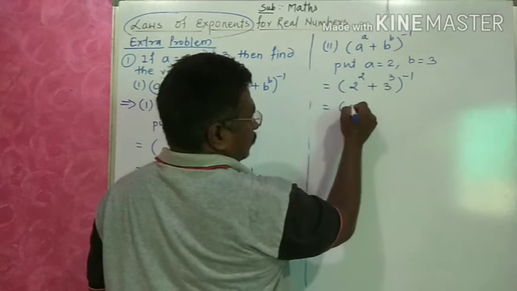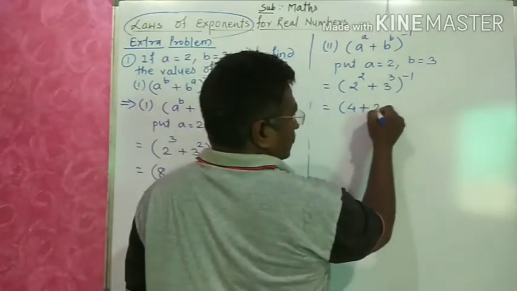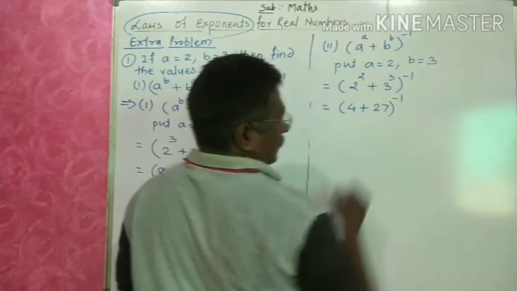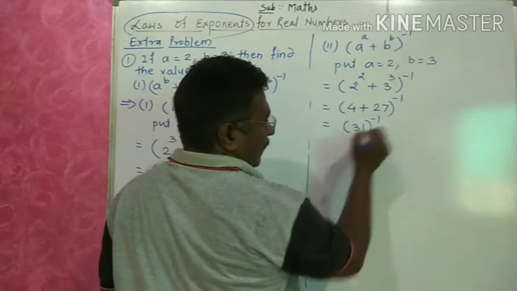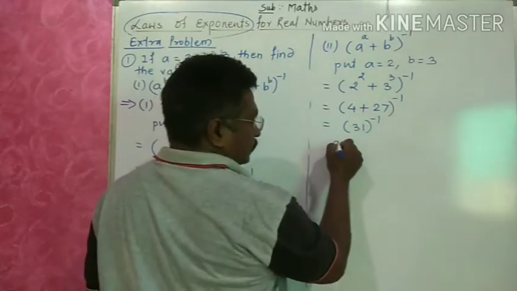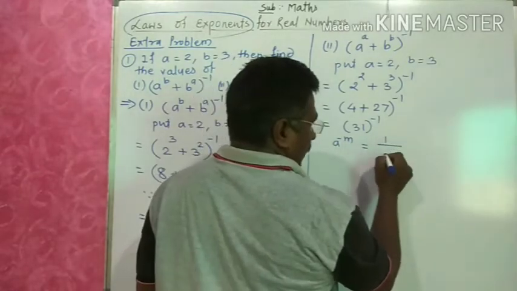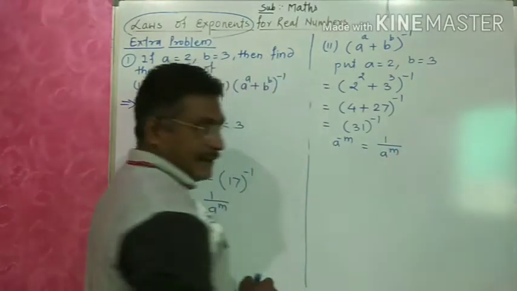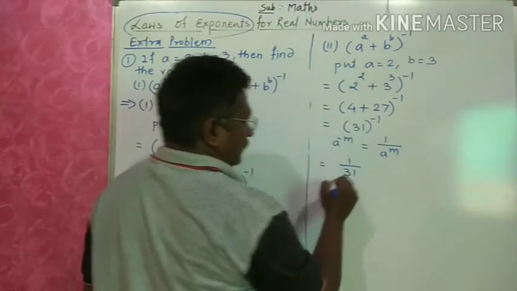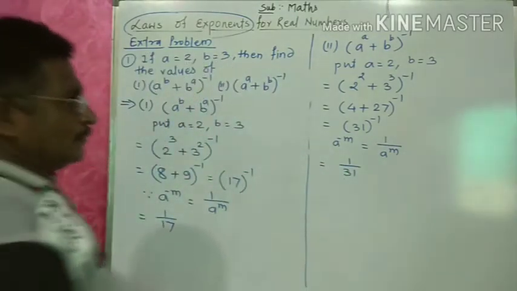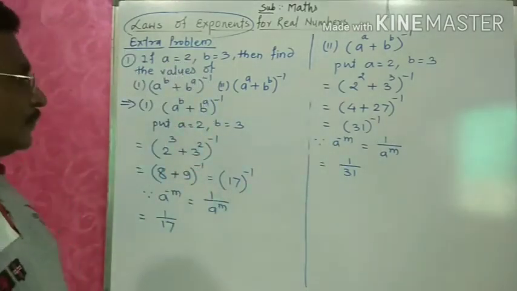2 raised to the power 2 means 4, plus 3 cube, which means 27, raised to the power minus 1. So what will we get? 31 raised to the power minus 1. A raised to the power minus 1 equals 1 by A raised to the power m. So we get 1 by 31. Hope you understand how to solve these examples.